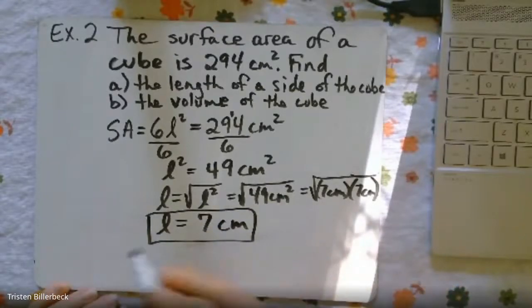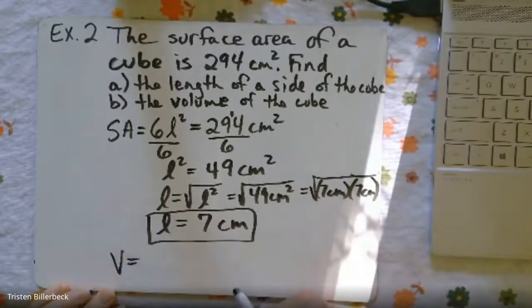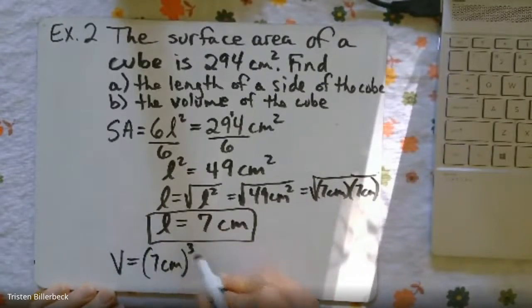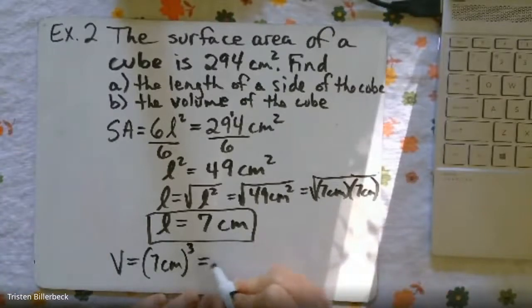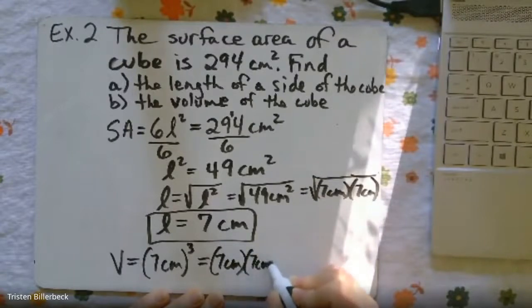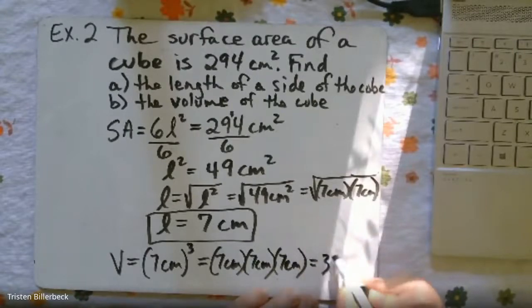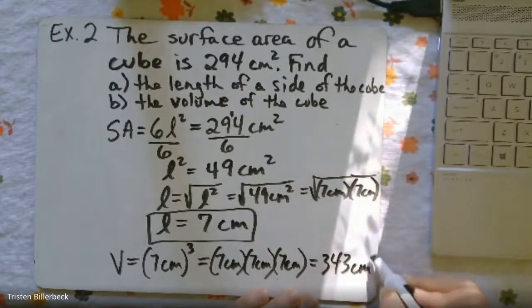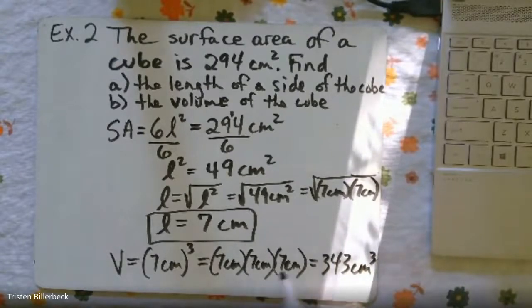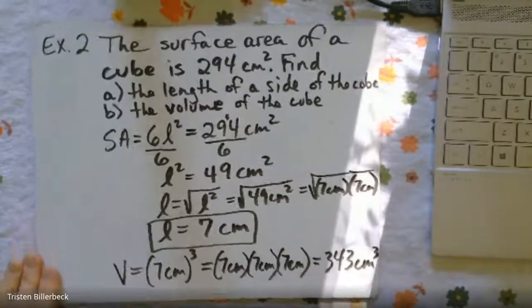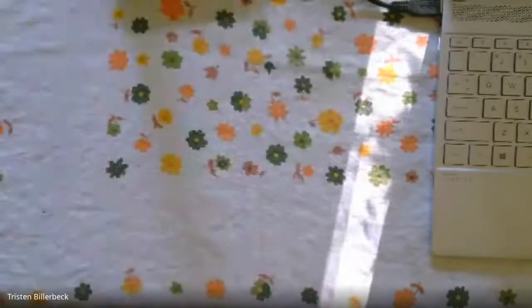So now we can find the volume quickly by just saying volume equals 7 centimeters cubed. So 7 centimeters cubed is just 7 centimeters times 7 centimeters times 7 centimeters. And that happens to be 343 centimeters cubed. 49 times 7. Okay, so there we have it for example 2 and how you find a missing side.